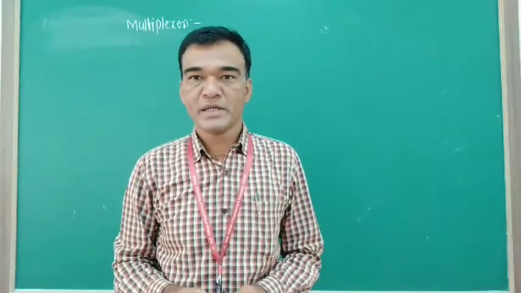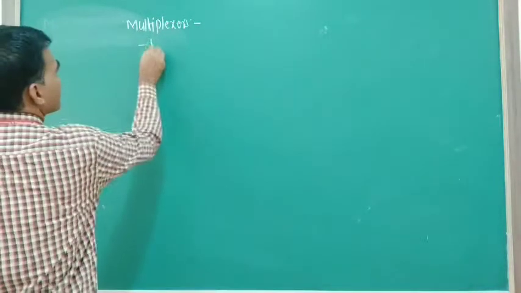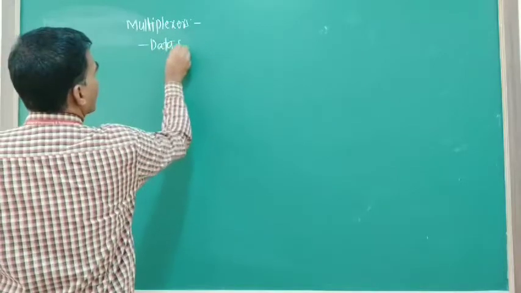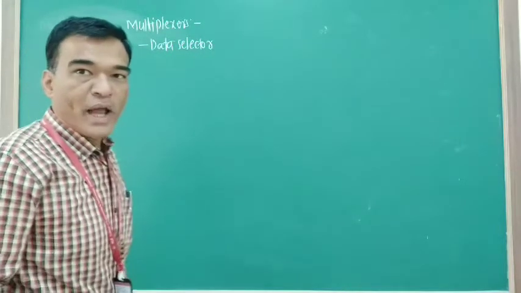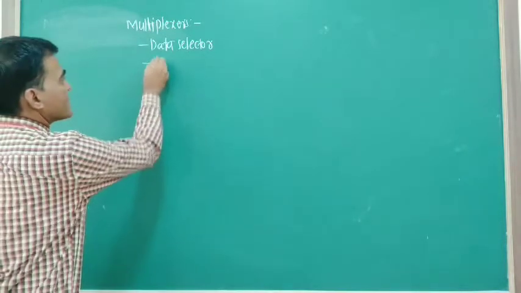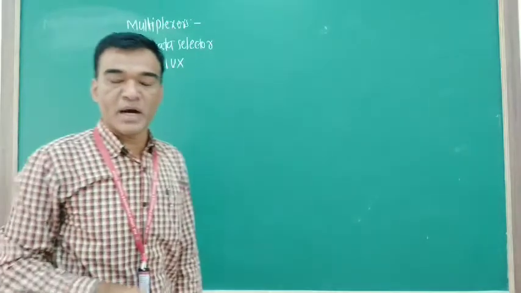Basically, a multiplexer is a data selector. So it is also known as a data selector, most commonly abbreviated as MUX, M-U-X.